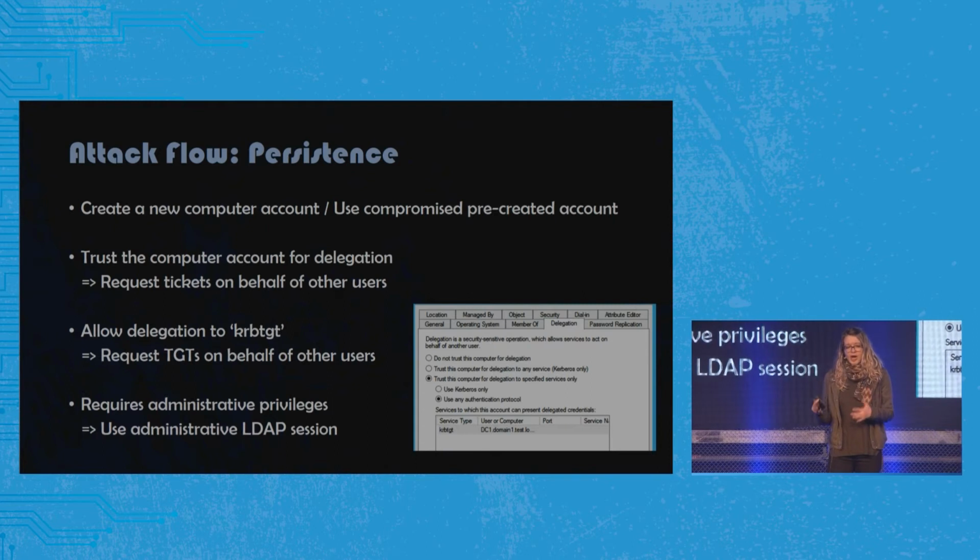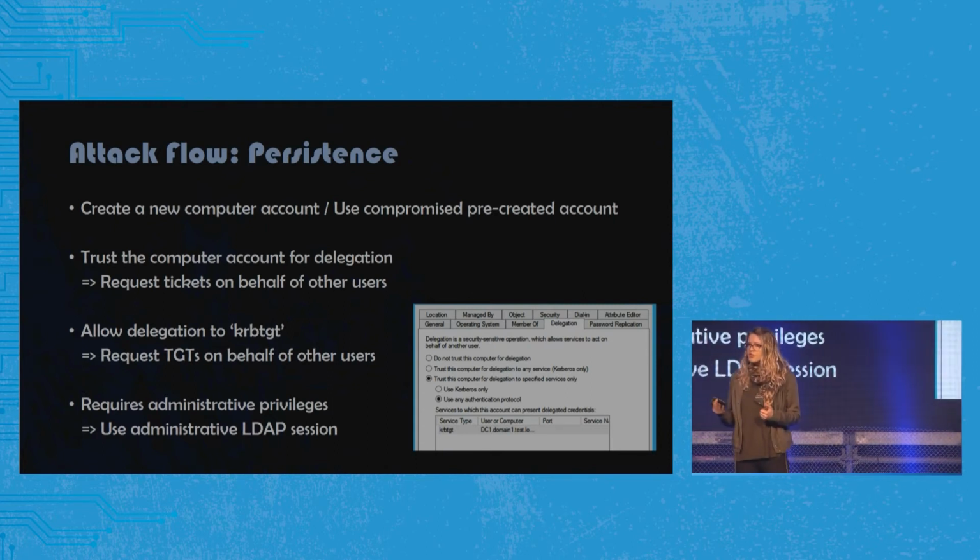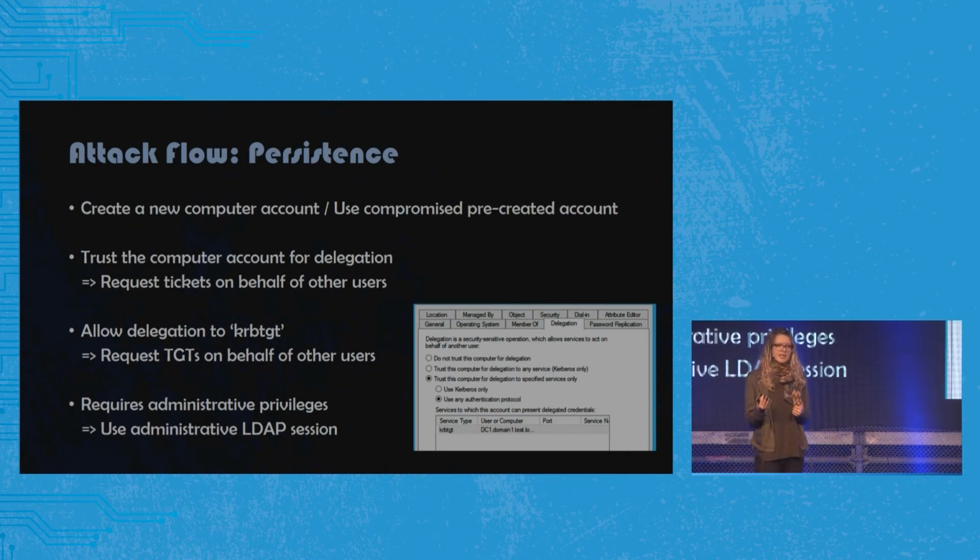So now we have a computer account which can be abused to gain high privileges at any stage. However, if someone scans the environment, it looks a bit suspicious. Why do we have a computer account that can delegate tickets to the KERB-TGT account? So if someone finds this, our computer account might get deleted. This is something, of course, attackers would like to avoid. So how can we solve this issue?